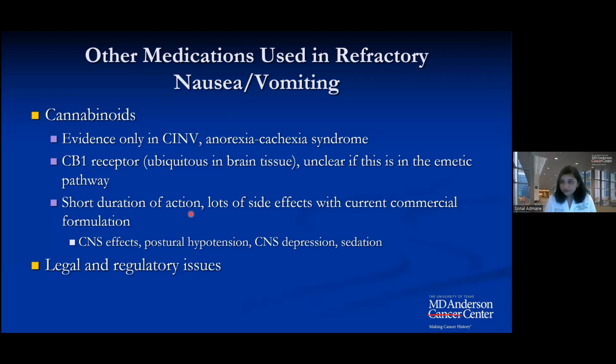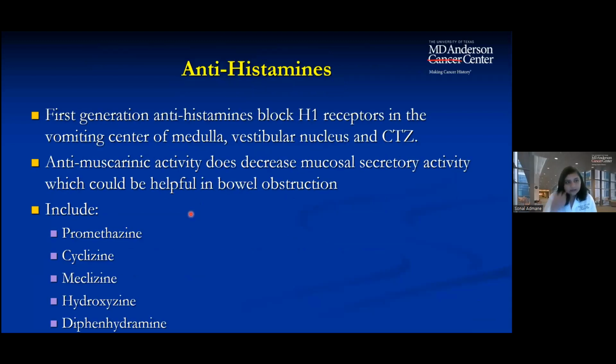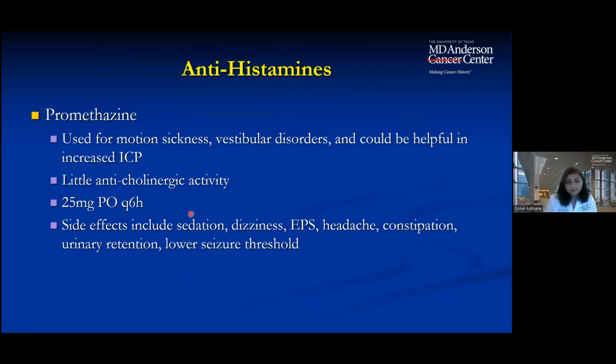Not only is the evidence not strong in using cannabinoids, there are multiple legal and regulatory issues, especially in the United States, and they are different based on each state's rules. So this is not a treatment approach that is used by our group in most patients. Antihistaminics are another class of medications which are not very strong agents but may potentiate the action of other antiemetic agents. We do not recommend them as first-line agents. They are good agents for vestibular or motion sickness.